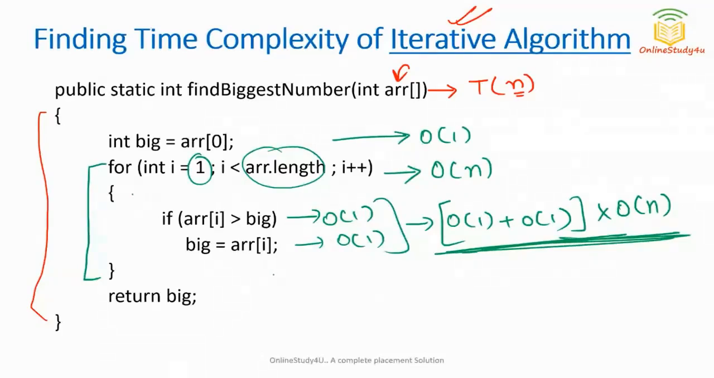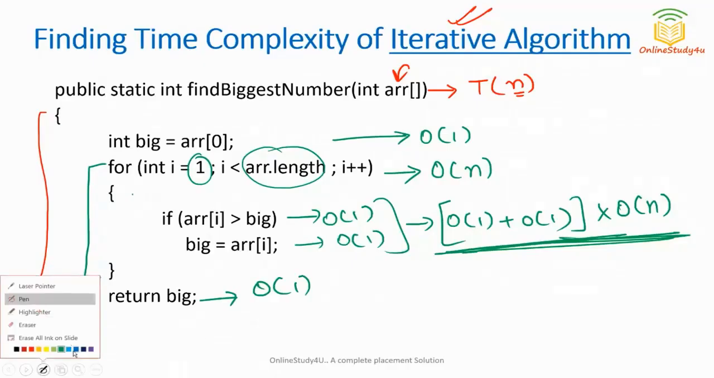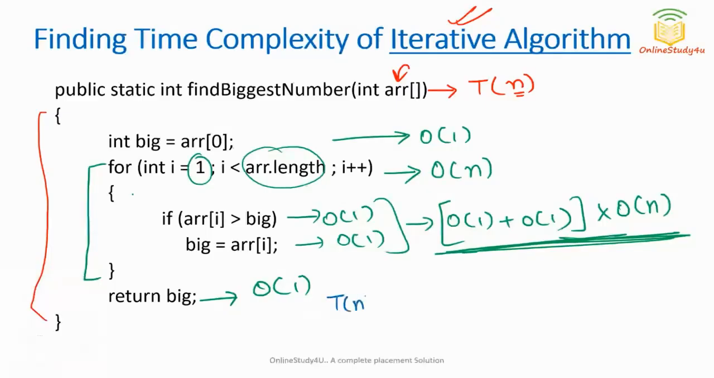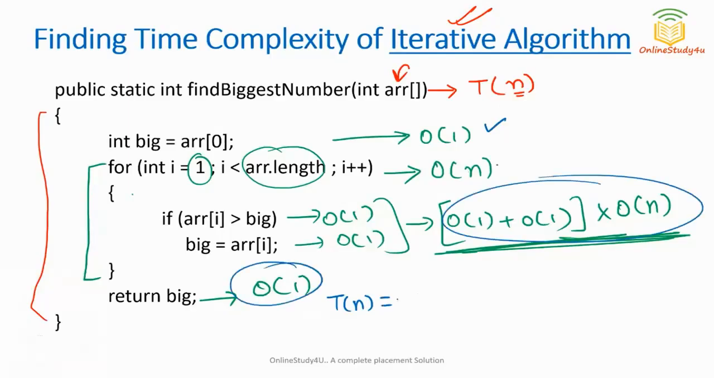Is it making sense? Yes or no? Give me a reply. Yes. Now lastly we have a return statement. It is nothing but order of 1. Now if this whole thing is inside the function, can we write that t of n is nothing but this plus this whole thing plus this thing. It is nothing but order of 1 plus order of 1, which can be written as order of 2, into order of n.